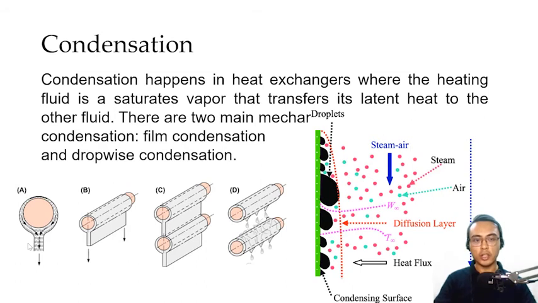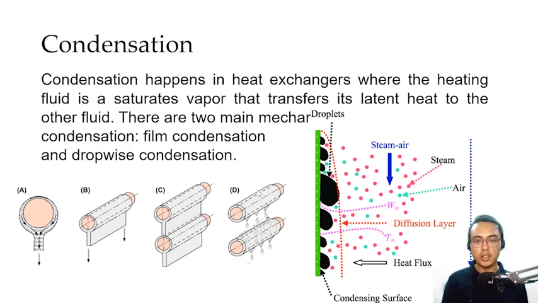Let's start with condensation. Condensation happens in heat exchangers where the heating fluid is a saturated vapor that transfers its latent heat to the other fluid. So basically, as a vapor condenses, the latent heat involved in that process can be transferred. We have here two mechanisms of condensation. The first we call film condensation, and the second we call dropwise condensation. The main difference is listed on this figure here.